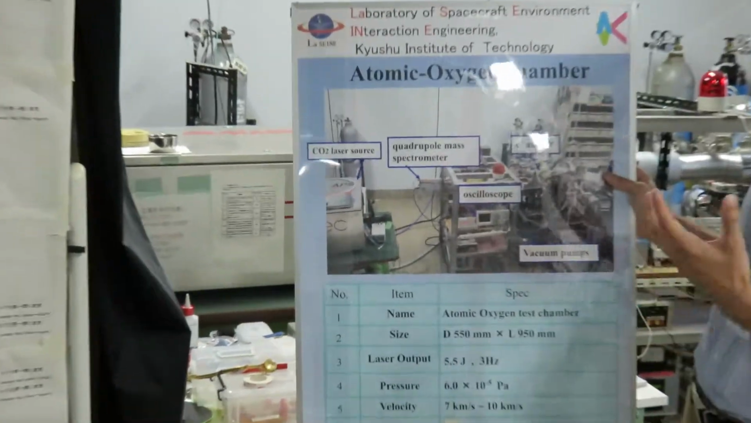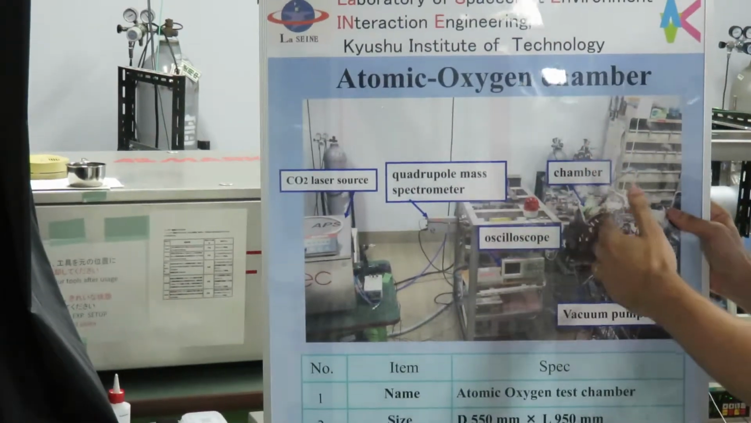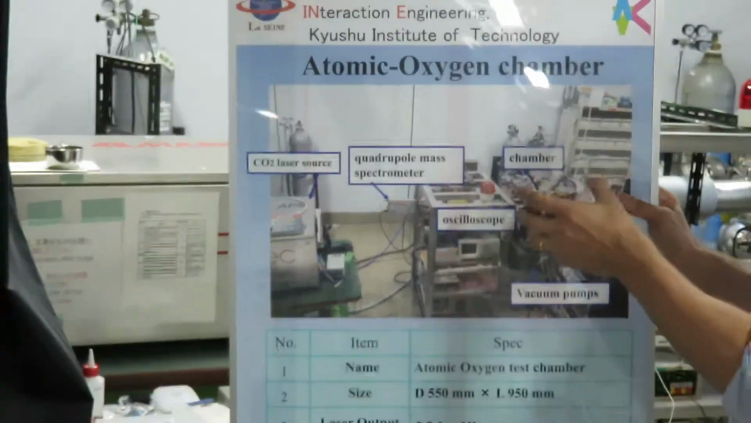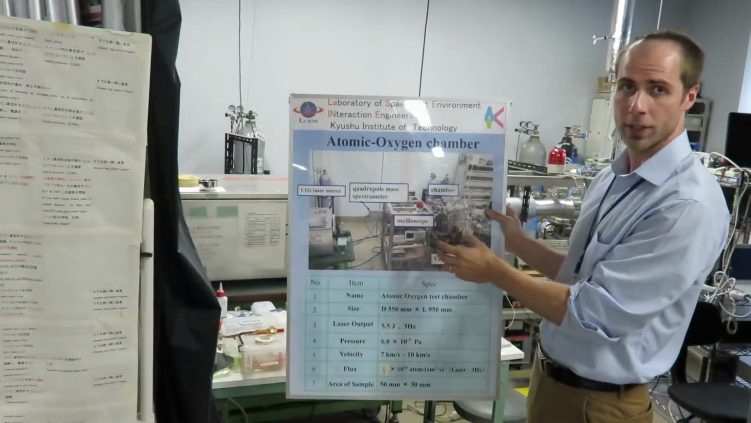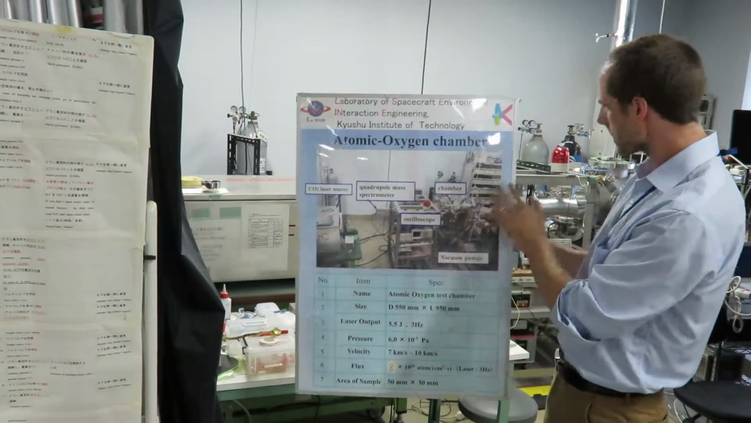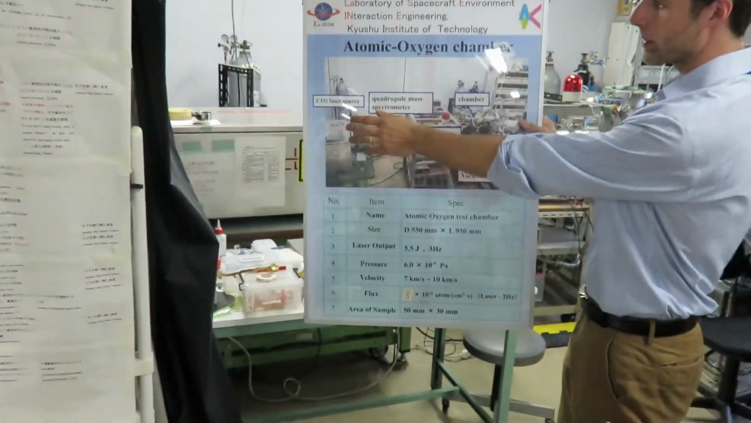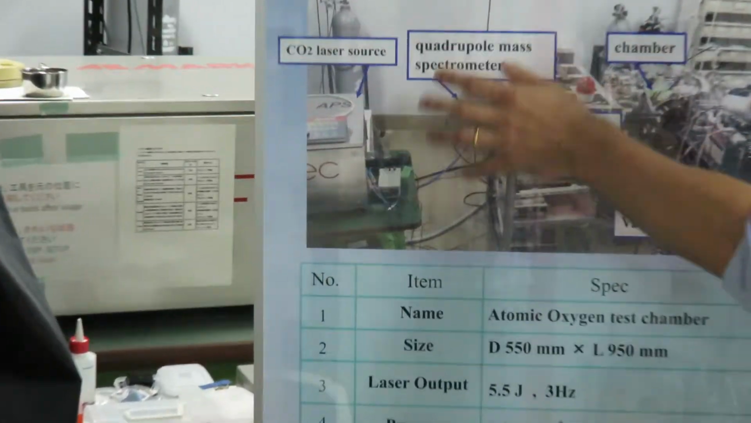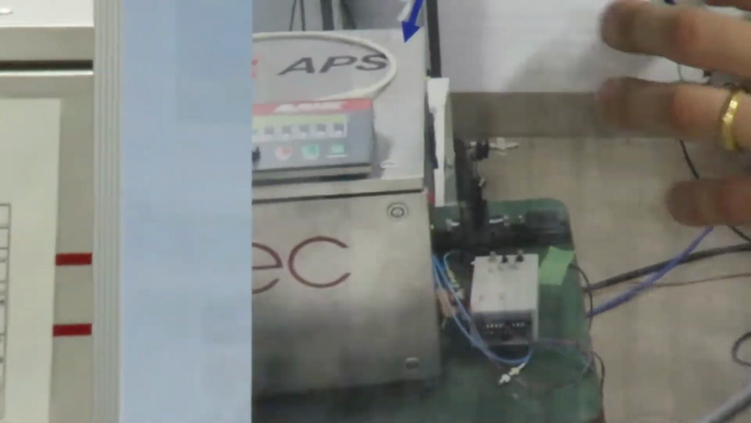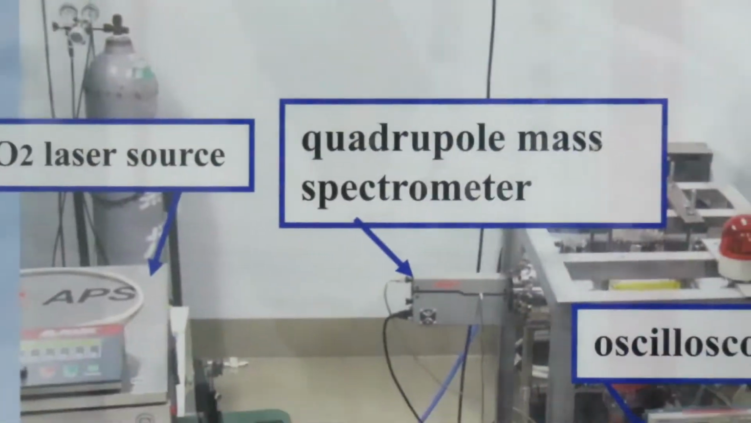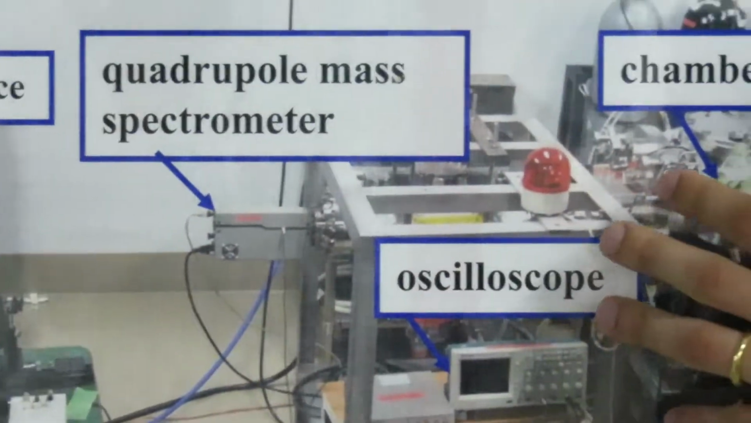We left off talking about the atomic oxygen chamber. I was describing how atomic oxygen, a very chemically reactive gas, can have a very negative effect on spacecraft materials in low Earth orbit. So this is the chamber behind me, and first I'll just mention that we use a laser to generate the atomic oxygen and a mass spectrometer to analyze it.